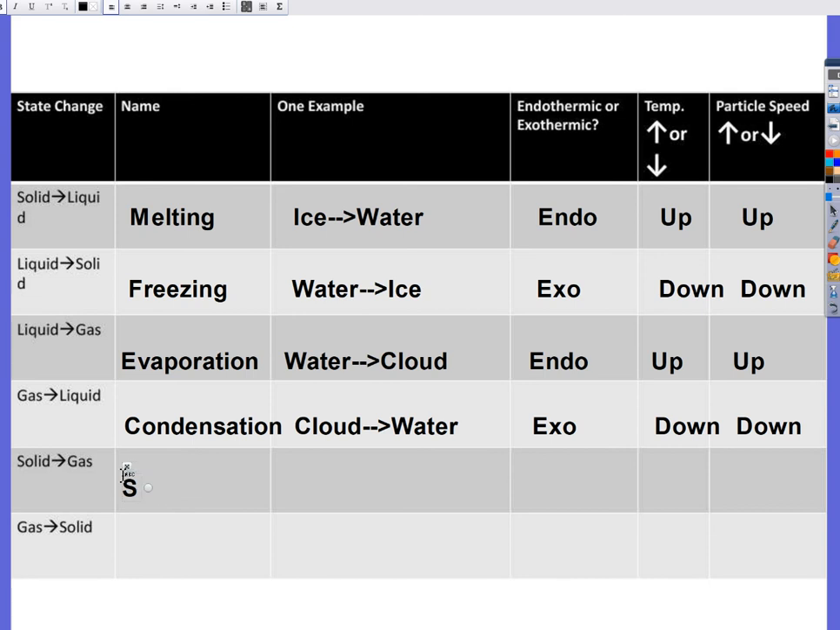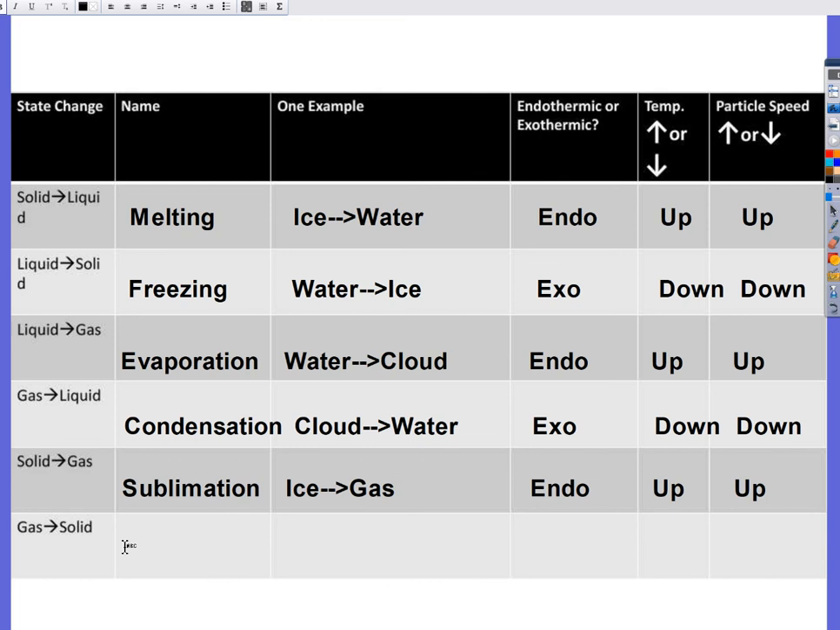Solid to a gas would be sublimation. So a good example of that was dry ice. So that'd be ice to a gas, where you could actually see the gas coming off of the carbon dioxide. If you're going from ice to a gas, you're warming things up, you're putting energy in, that's endothermic, your temperature goes up, particle speed goes up.